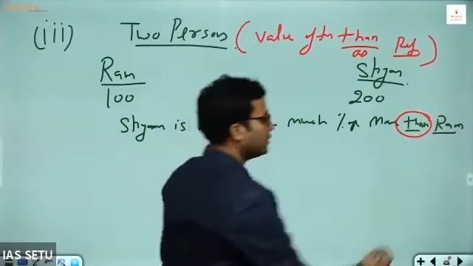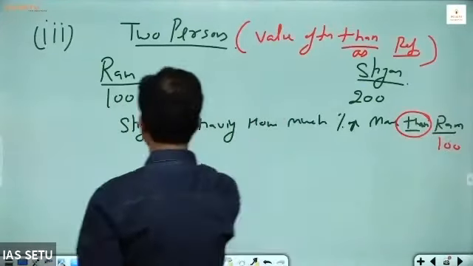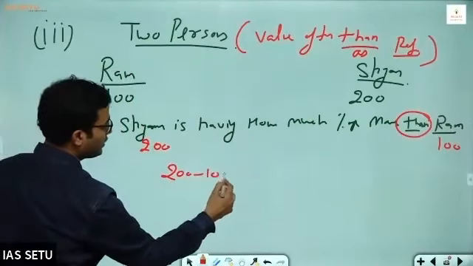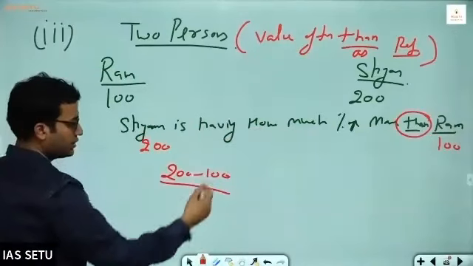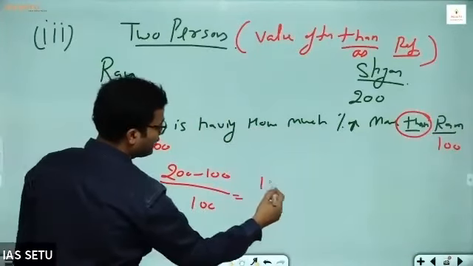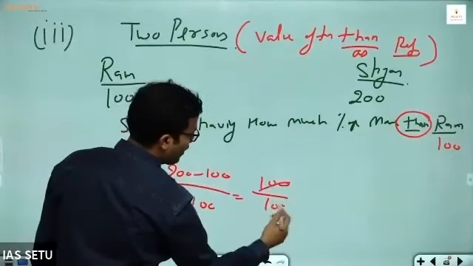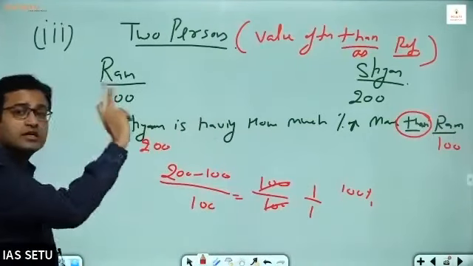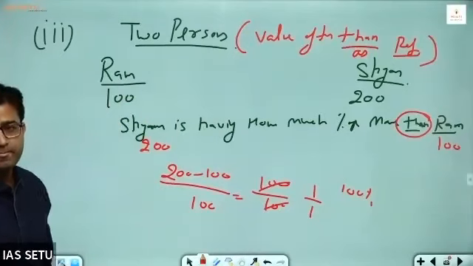Ram is having 100, Sham is having 200. So here what is the difference? 200 minus 100. What is the reference? 100 is our reference. So this is 100 by 100, which is 1/1, 100%. So Sham is having 100% more than Ram.